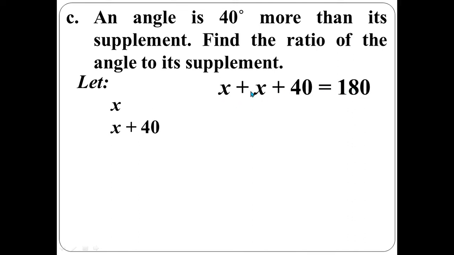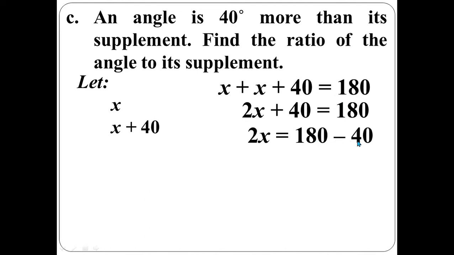Then, combine similar terms. x plus x is 2x. Then, copy 40 is equal to 180. Then transpose positive 40 to the right side. So 180 minus 40. Naging minus kasi galing siya sa left side. Now subtract, so 140. And to get the value of x, divide both sides by 2. Therefore, the value of x is 70. So, itong x dito ay 70.